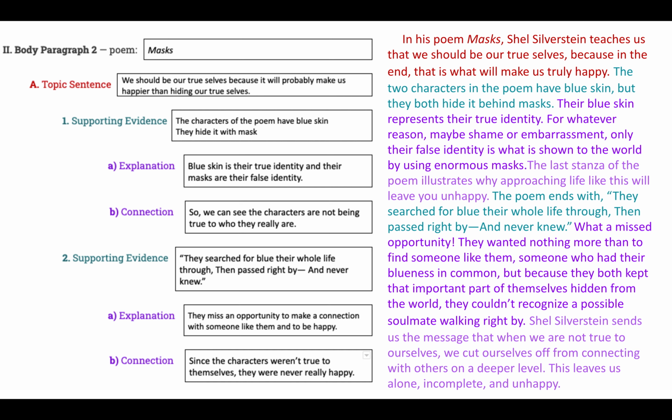What a missed opportunity. They wanted nothing more than to find someone like them, someone who had their blueness in common. But because they both kept that important part of themselves hidden from the world, they couldn't recognize a possible soulmate walking right by. Shel Silverstein sends us the message that when we are not true to ourselves, we cut ourselves off from connecting with others on a deeper level. This leaves us alone, incomplete, and unhappy.